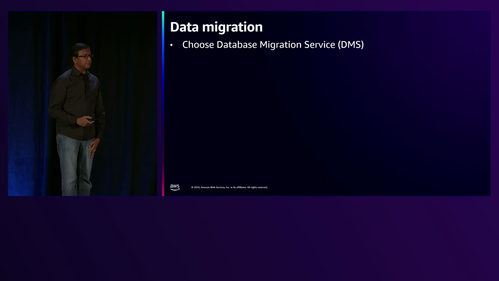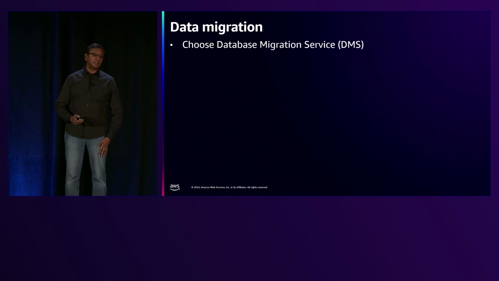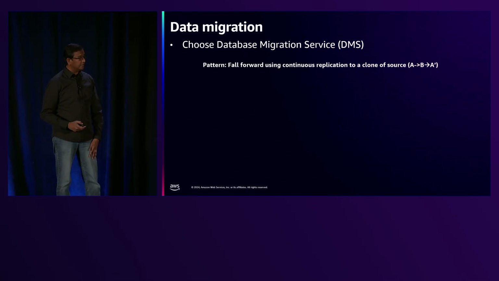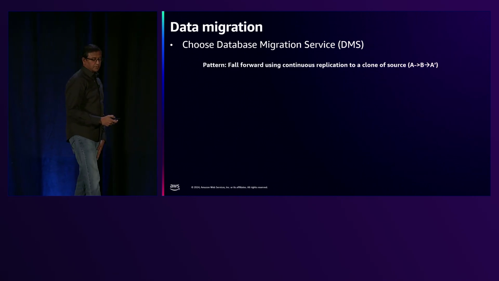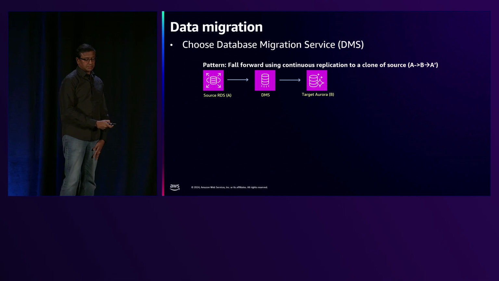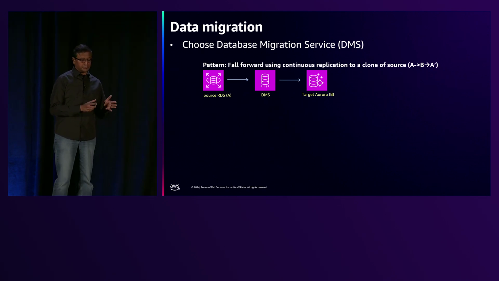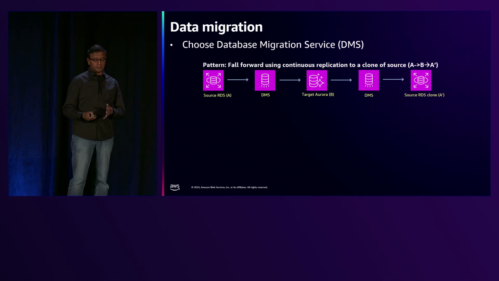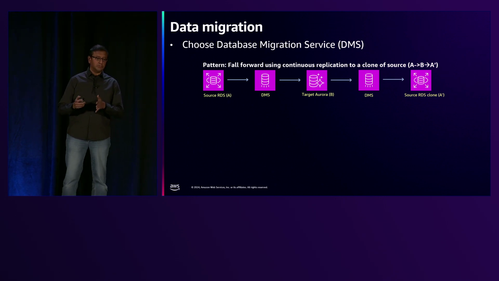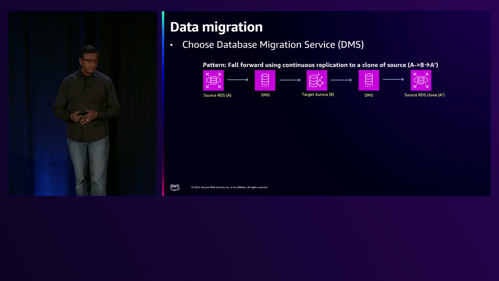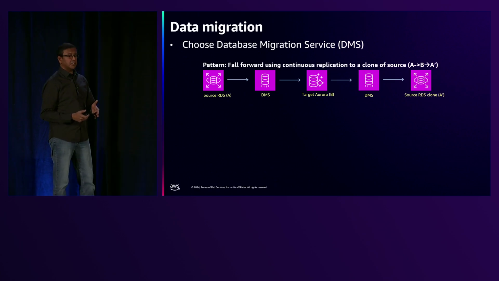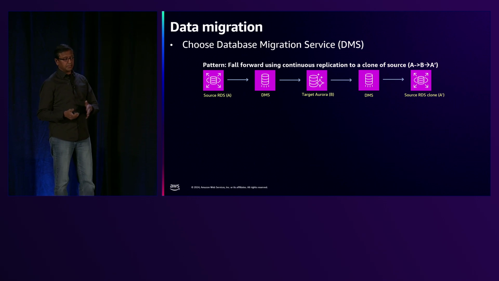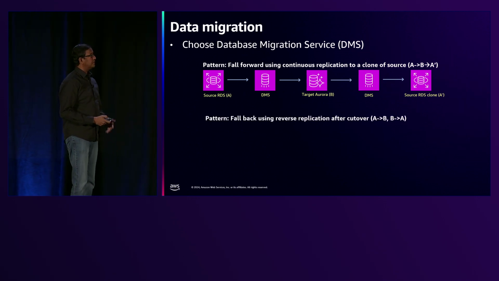Now let's take a look at data migration. We chose DMS for our data migration and used a couple of patterns from the DMS playbook. The first pattern we used is the fall forward pattern. The way it works is you have replication from your source to target Aurora using DMS, and then you set up another leg of replication from this target Aurora to a clone of your source database. The benefit of doing this is you are continuously testing the full pipeline, and if there are data issues during replication, you have your source database still intact.